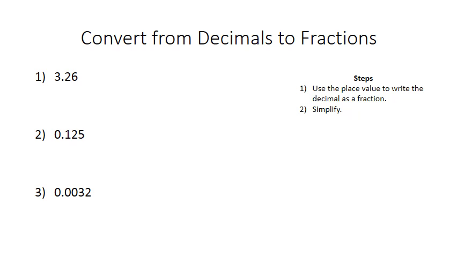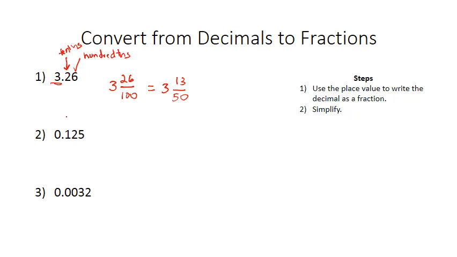This is 3.26, or if you look at place value, this is the tenths place, and this is the hundredths place. So I have 3 as my whole, and then I'd have 26 hundredths, or 26 out of 100. Then I need to simplify this. So I have 3 and 26 out of 100, which is equal to 3 and, I know this is divisible by 2, so 13/50.